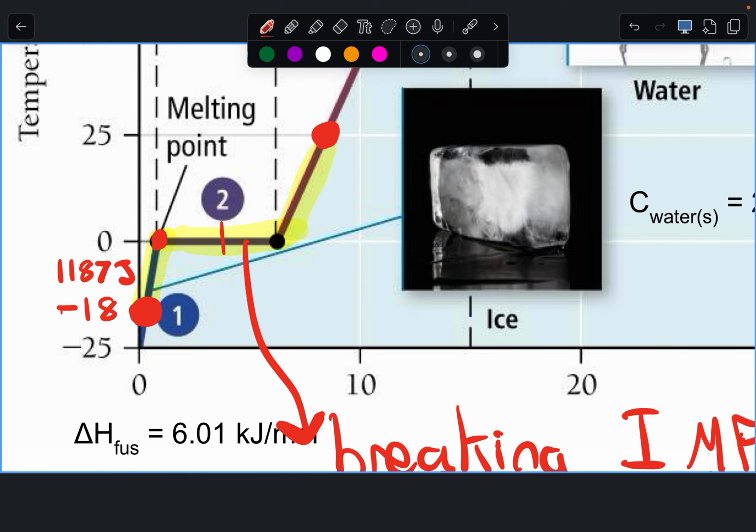At the first point, this red mark here, it's at 0 degrees, but it's still ice, so it's still solid. In the middle here, it's a mixture of solid and liquid, but it's still at 0 degrees. And when I get to the end, it's also still 0 degrees, but now it's completely liquid. So throughout that change, the temperature stays at 0 degrees.